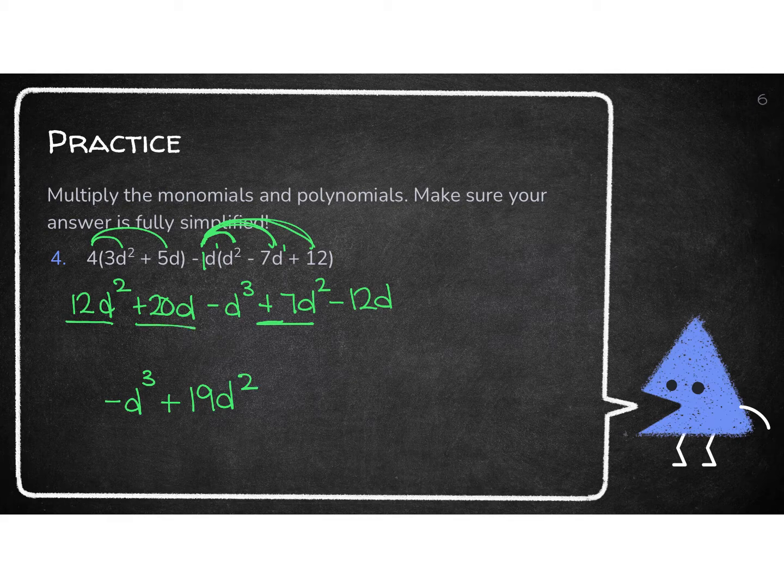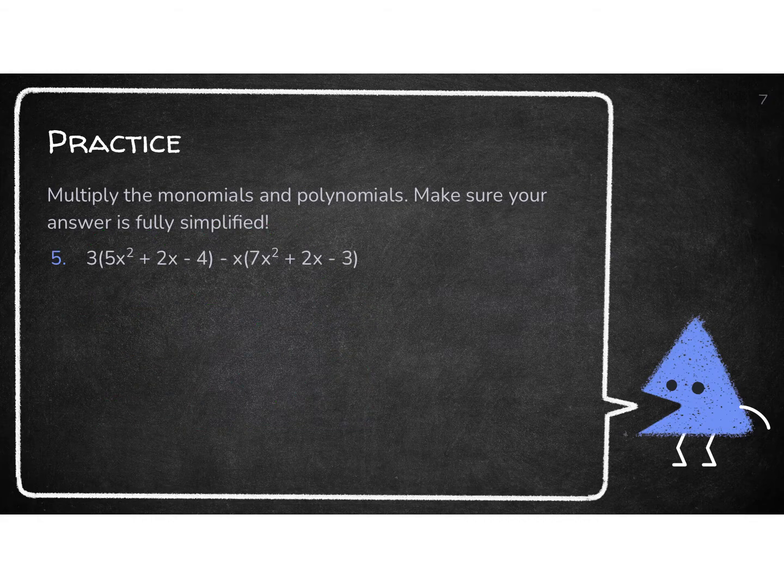And now I have a positive 20d minus 12d. So I'm going to get plus 8d. None of those are like terms, so that is my final answer. Let's look at that problem type again. So I'm distributing the 3 to everything here and the negative 1x to everything here. So 3 times 5x squared is going to give me 15x squared.